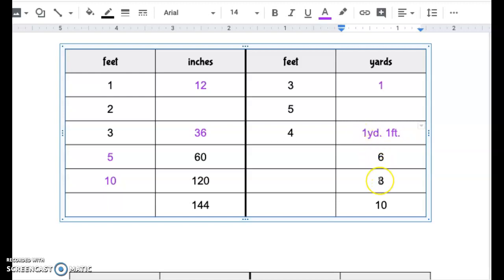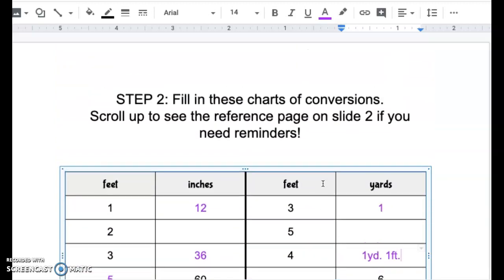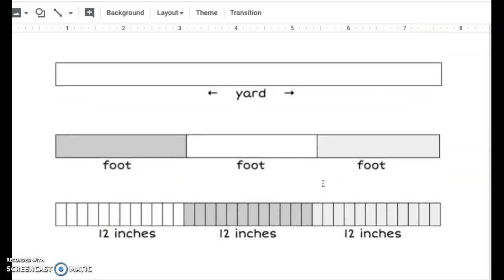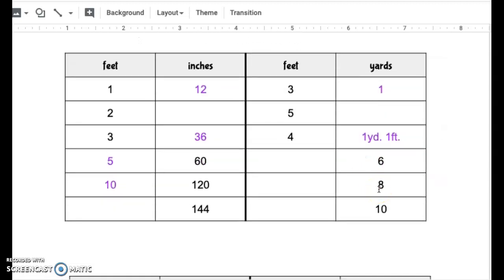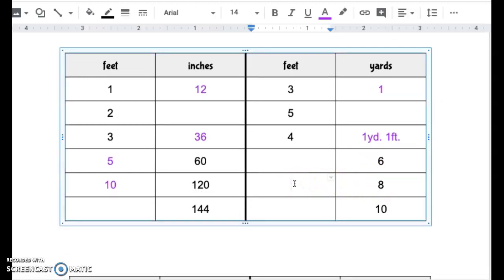Let's go down here and maybe do this one. If I have 8 yards, I have to picture 8 yards. Let's go back up to our help chart and these images. I have 8 of these and I have to find out how many feet are in them. Well, for every yard there's 3 feet. So I'm going to have to multiply 8 times 3 and I would get 24 feet. If I had 10 yards, each one of those yards has 3 feet.